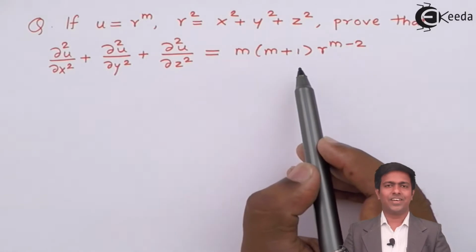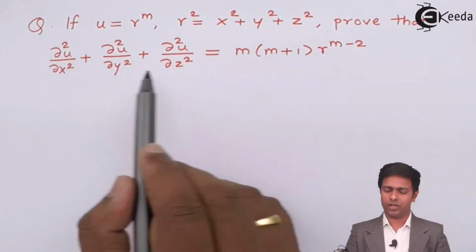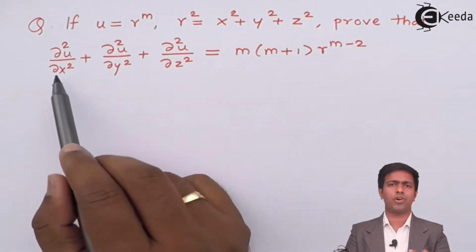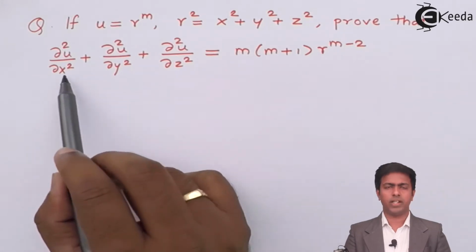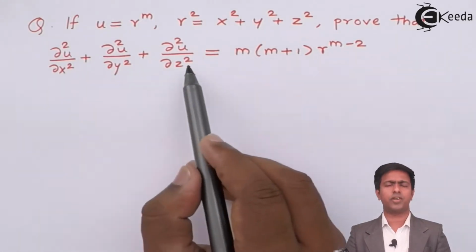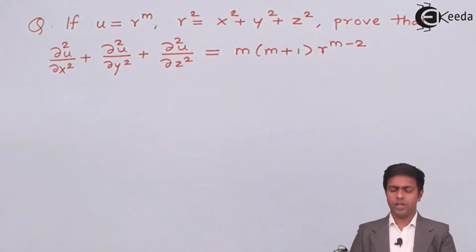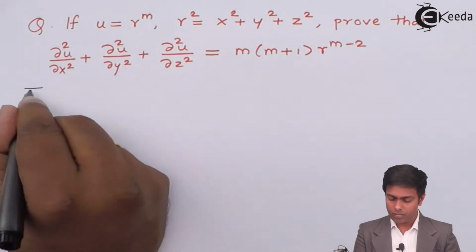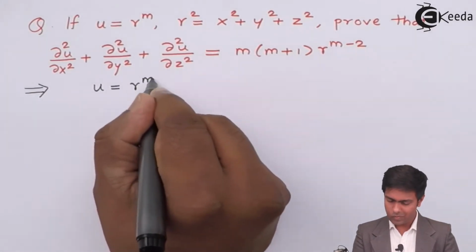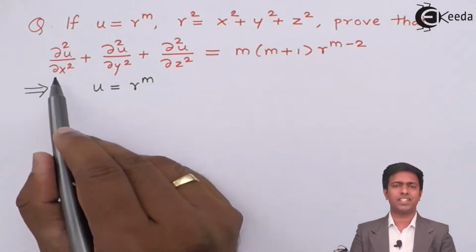Now guys, here if you will observe the given, prove that, or the asked question, then here we have to find out the second order partial derivative. So for this I'll differentiate u twice with respect to x, then with respect to y, with respect to z. We'll get the values, we'll add it, and we'll get the answer. So let's start. Now let's differentiate this u with respect to x twice.